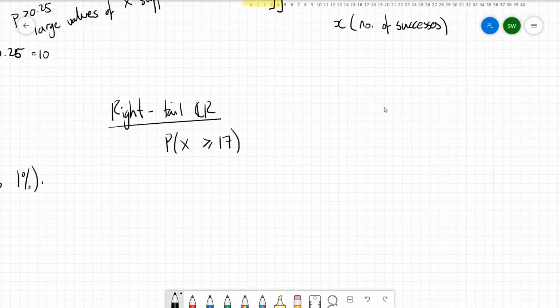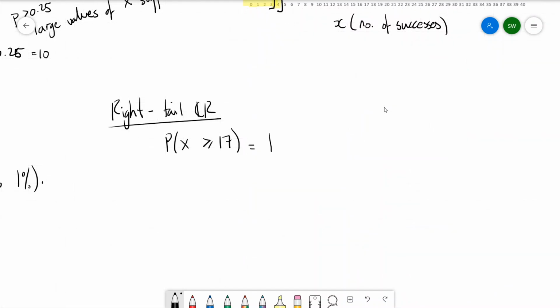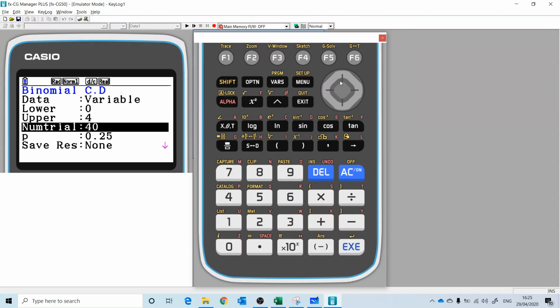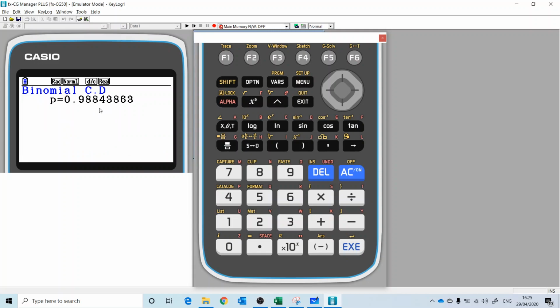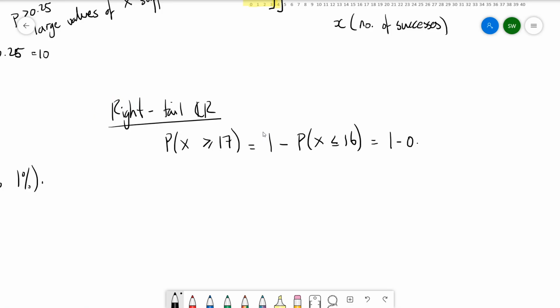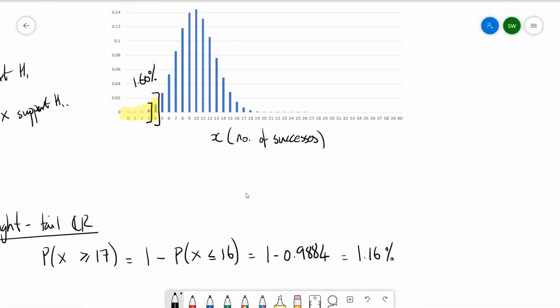Okay, so to work out this probability, it's slightly more complicated because we're going to have to do 1 minus the probability of x being less than or equal to 16. So we'll go to our calculator and we'll put in cumulative binomial 16. And again, you won't have lower or 0, you'll just have x is 16. And that will give us the probability of x being less than or equal to 16. So that's going to be 1 minus 0.9884. And that will give us 1.16%.